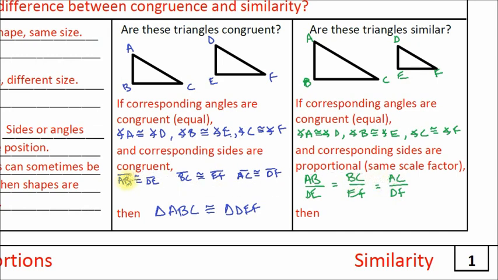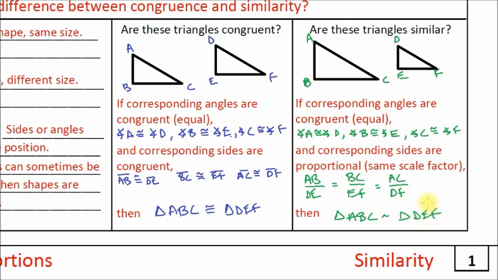Now notice what I did. I just took all the corresponding sides and I made them into ratios. If every one of these ratios is the exact same value, that means we have the same scale factor. If we have the same scale factor, that means that this triangle shrunk from this triangle by the same proportion or the same ratio on every side. So it's the same shape and just a different size. And if we can say this is true, and if we know all the corresponding angles are congruent, then we know that triangle ABC is similar to triangle DEF.